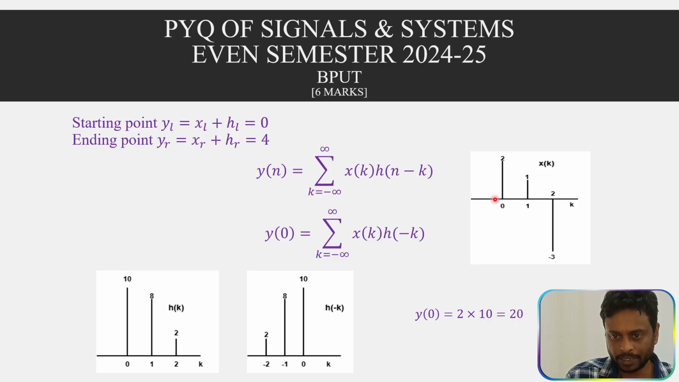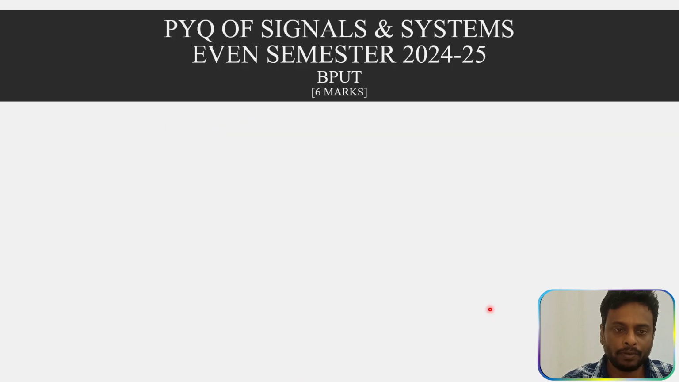So there are no other common points. So minus 1, there is no minus 1 over here. Minus 2 also, there is no minus 2. Similarly, 1, there is no 1 at h of minus k, and 2 also, there is no 2 at h of minus k. Okay. So that will be 0. So only common point is at 0. So that will be 2 into 10, that will be 20.